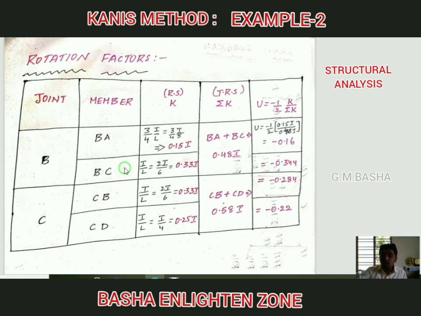Similarly for BC, relative stiffness I by L will be equal to 0.33I and total relative stiffness will be equal to 0.48I, into minus 1 by 2. If you simplify this one, you will get minus 0.344. So you will get rotation factors for BA and BC.